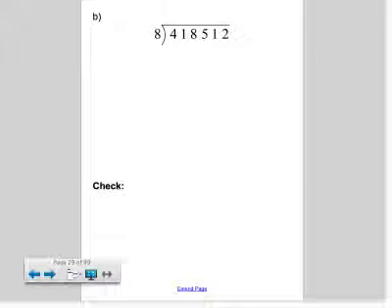Just another example. Okay, maybe pause the video here and make sure you have this. So 8 goes into 4 no times, but 8 goes into 41 five times. 5 times 8 is 40. Subtract them, you get a 1. You got to bring down the 18. 8 goes into 18 twice.